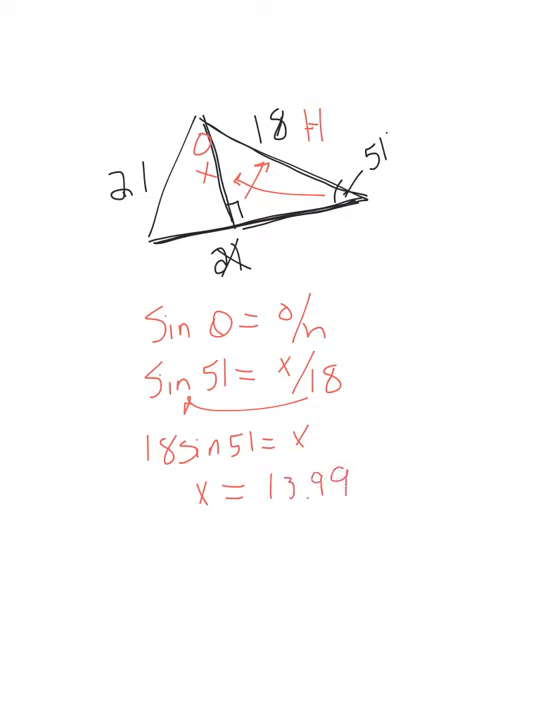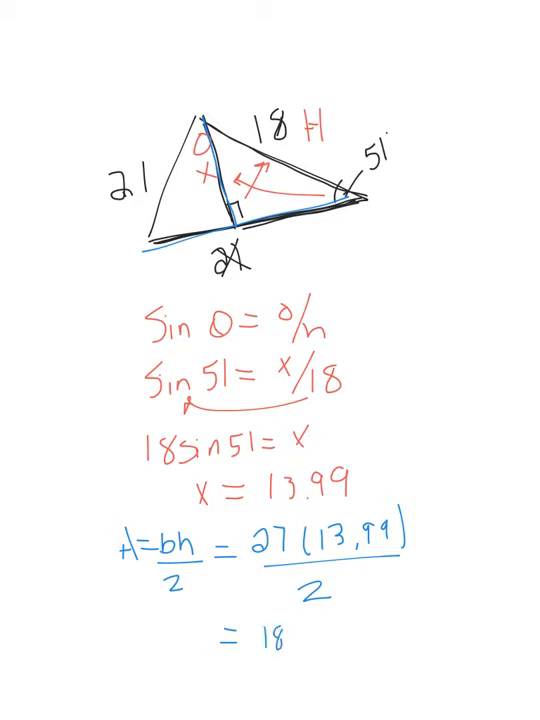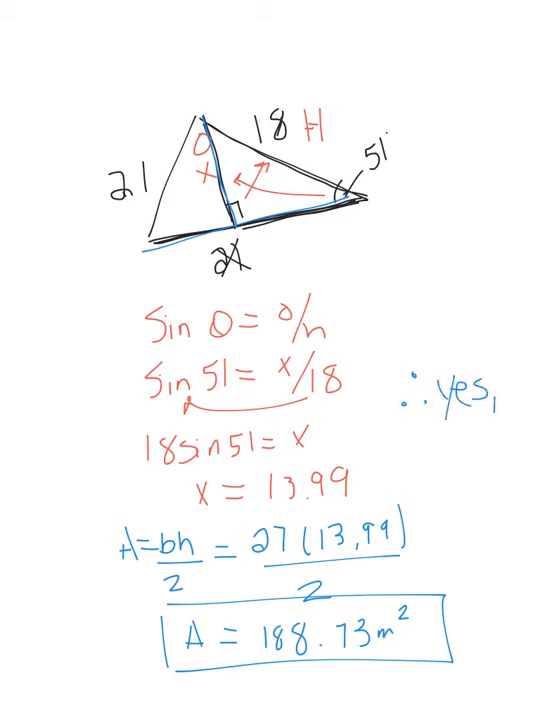Now that I know my height and I know my base, I can go ahead and figure out my area. So area is equal to base times height divided by 2. So 27 times 13.99 divided by 2, which equals 188.73 meters squared. Since my fertilizer covered 200 meters squared, therefore, yes, she has enough.